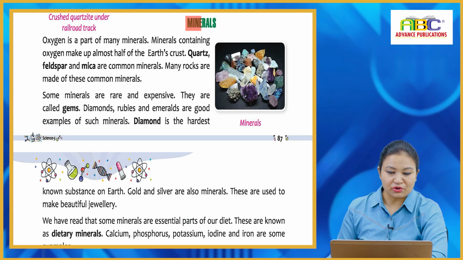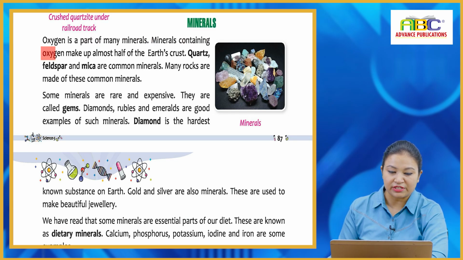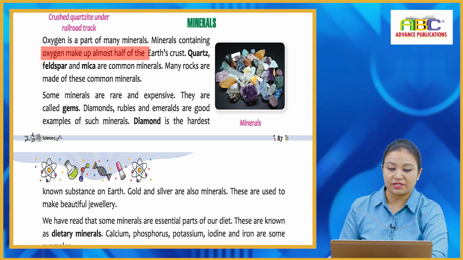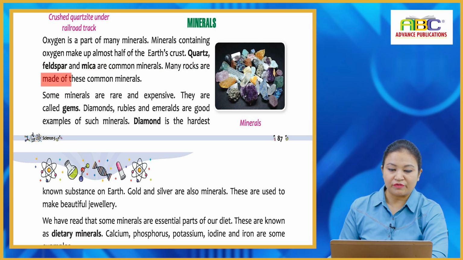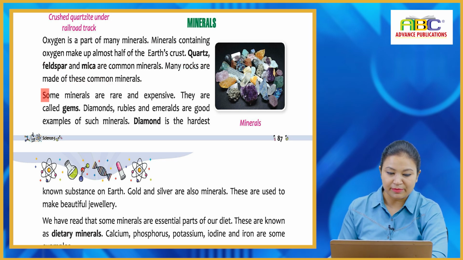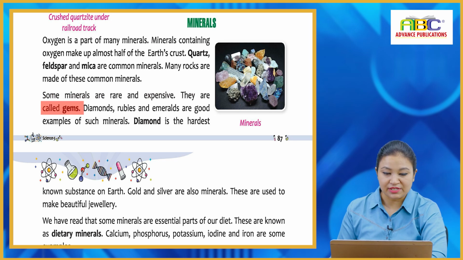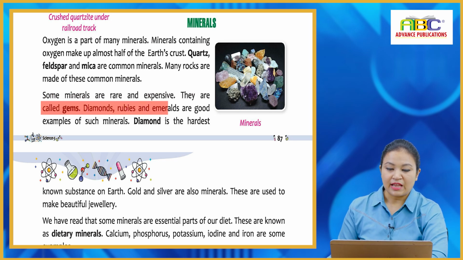Now next is minerals. Oxygen is a part of many minerals. Minerals containing oxygen make up almost half of the earth's crust. Quartz, feldspar and mica are common minerals. Many rocks are made of these common minerals. Some minerals are rare and expensive. They are called gems. Diamonds, rubies and emeralds are good examples of such minerals.